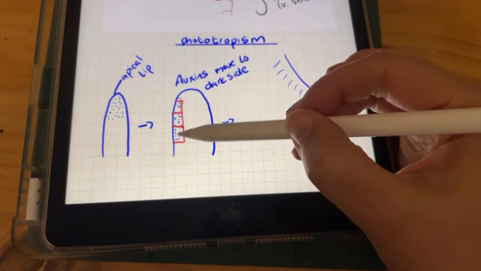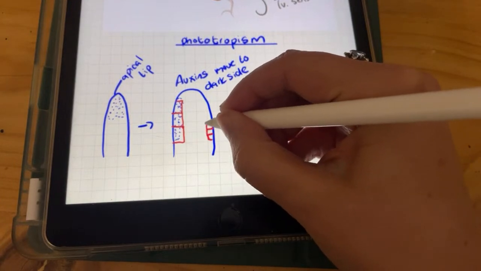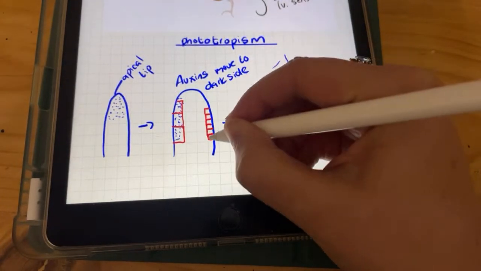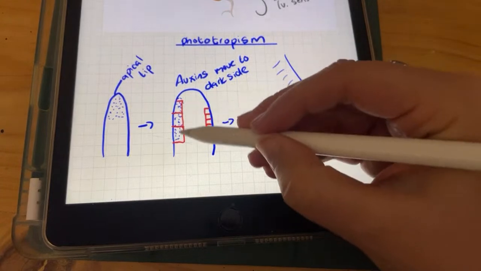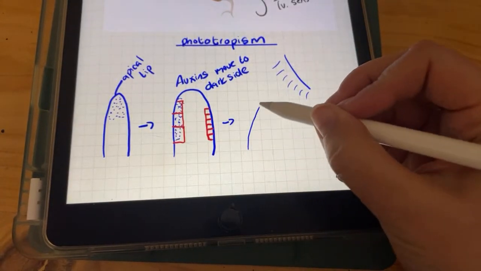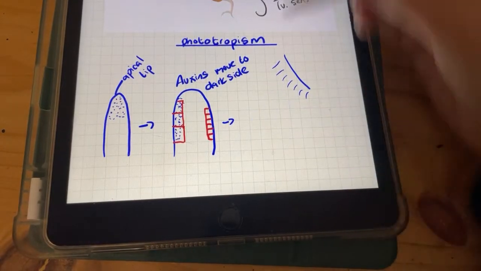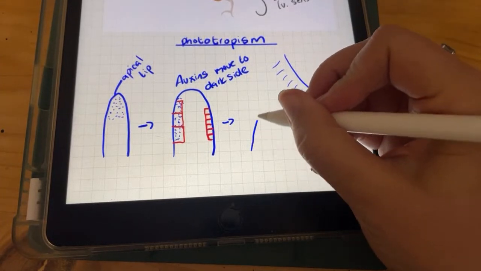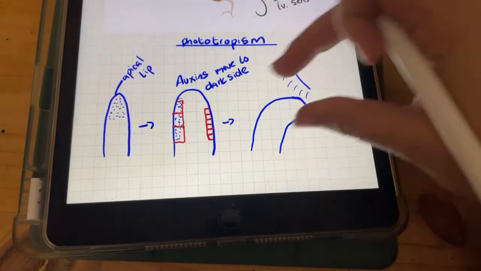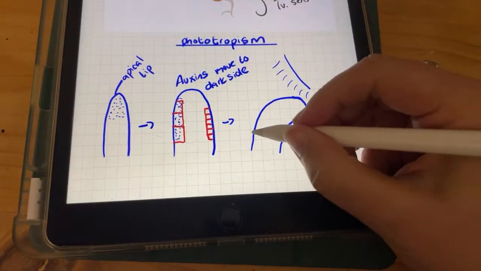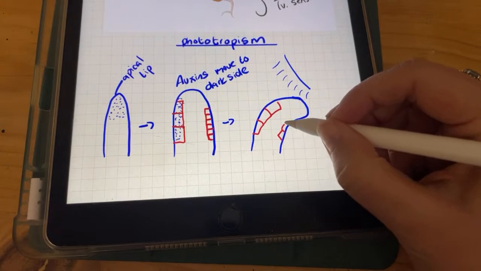So the cells on the dark side, they elongate, but the cells on the light side, they don't elongate. So they stay short like this, right? And so what happens is, because it elongates on the one side and not on the other, it leans. Let's see if I can draw it a bit better here. It leans over towards the light. Okay, so it bends towards the light. And that is because these cells here are elongating and getting longer, whereas these cells here are staying short.